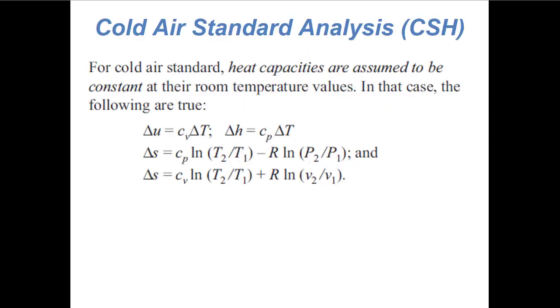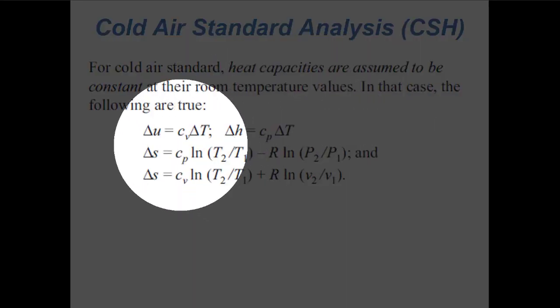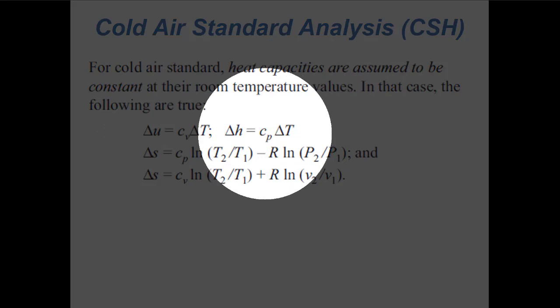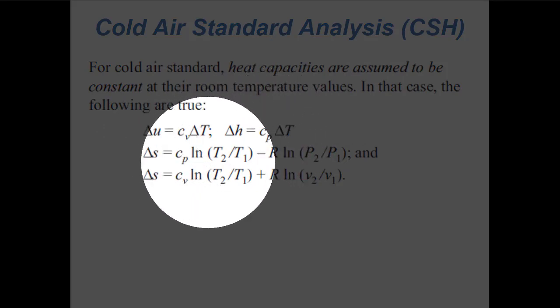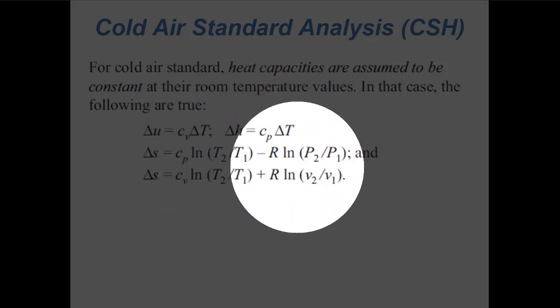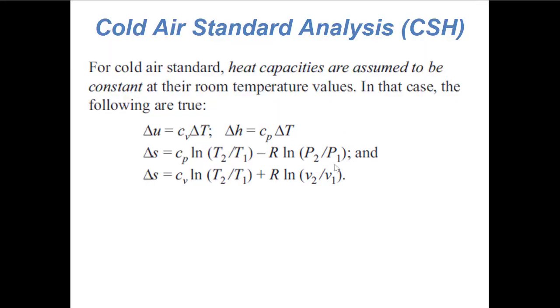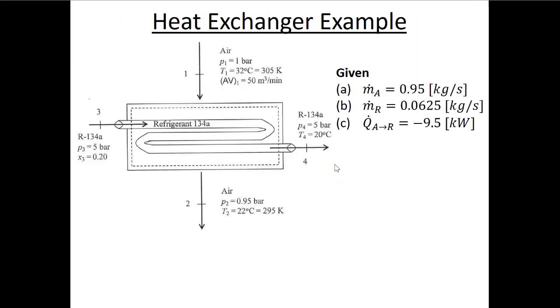So if we have a cold air standard analysis for ideal gases, that means specific heats are constant, and then for delta U we use Cv delta T. For delta H, we use Cp delta T. And then for delta S, we can use either of these two equations that I've introduced here today. So that kind of goes over how we can calculate S or delta S, but I'd like to go over a bit of an example so that you can see it.